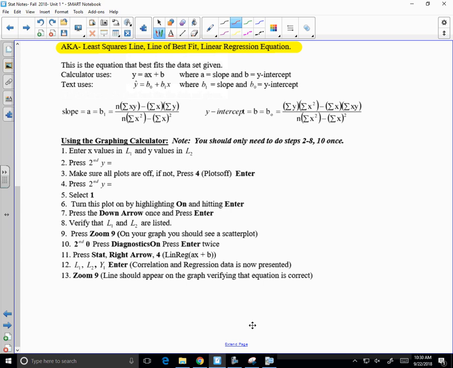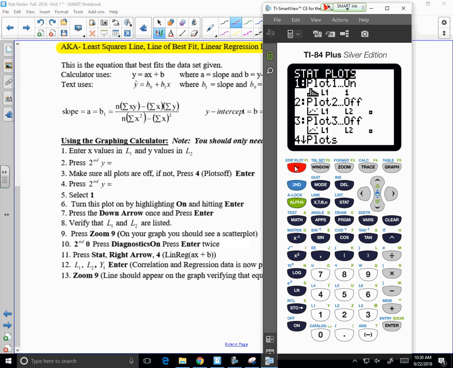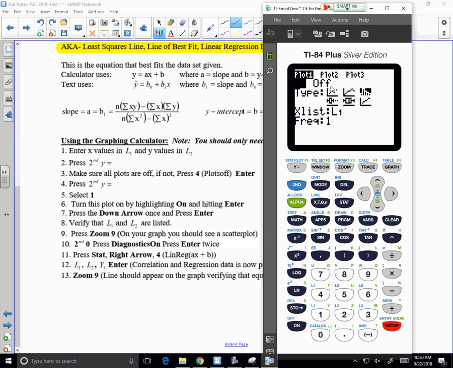We're hitting second, Y equals. Anytime you want to create a stat graph, that's where you're going. So second followed by the Y equals. We're only working out Plot 1, so number 3 in this list doesn't apply. We're going to hit option 1. We're going to select scatter plot.